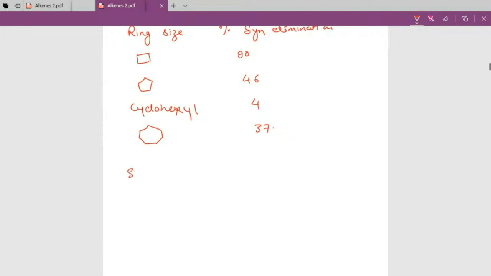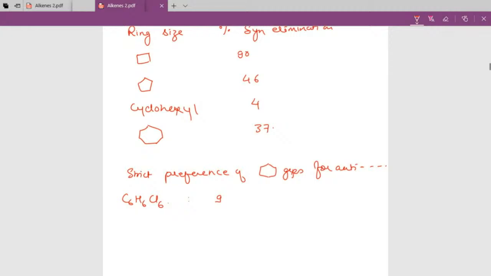Okay, such a strict preference of cyclohexyl groups for anti-eliminations has been observed in C6H6Cl6 isomers. As we know, C6H6Cl6 has a total of 9 stereoisomers, out of which 8 are geometrical and one pair will behave as optically active. So it is 9. Okay.